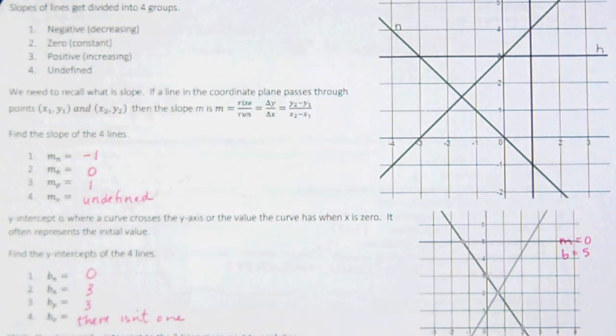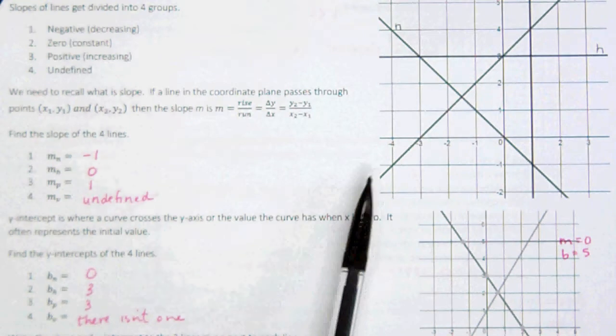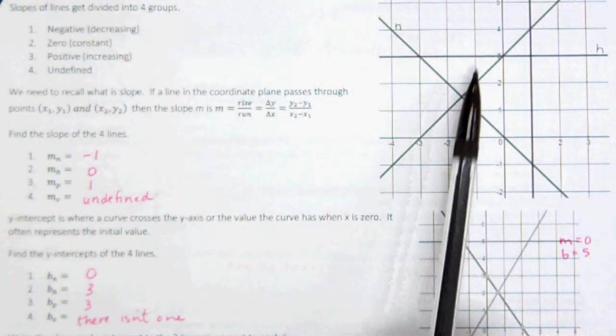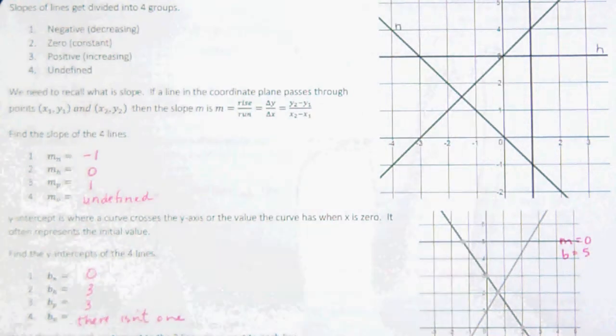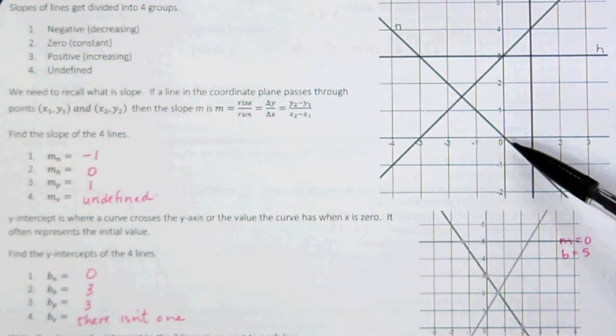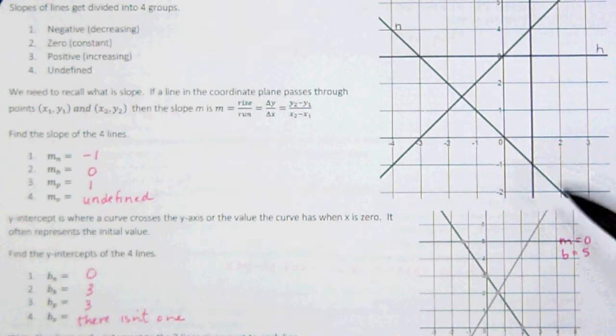Hopefully you're looking at line P and going, well, that's positive slope. And not only is it positive slope, if I look at what's happening, I'm going up one, right one, up one, right one, up one, right one. I think that is not only just positive, it's positive 1. Line N, on the other hand, is going downward, so it should have a negative slope. Down one, right one, down one, right one. I think it'd be fair to say that its slope is negative 1.